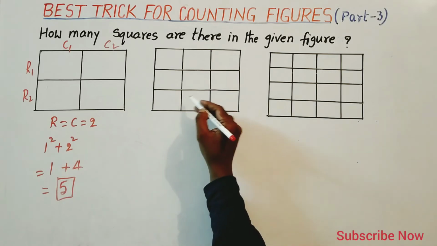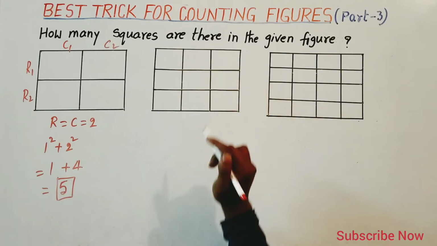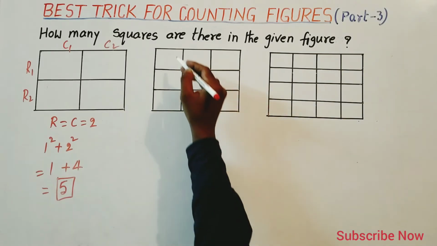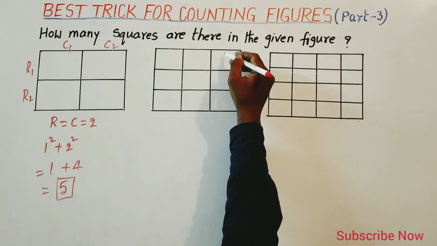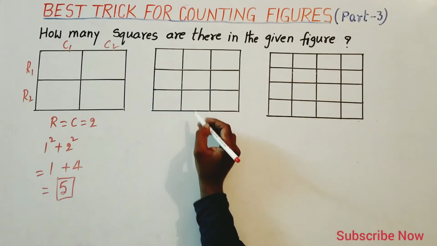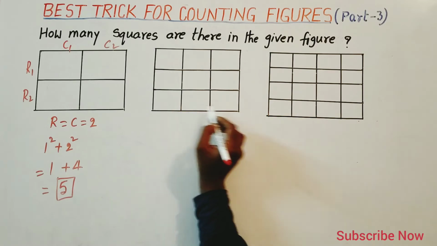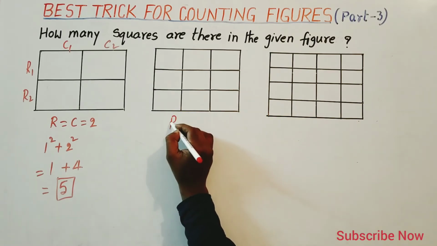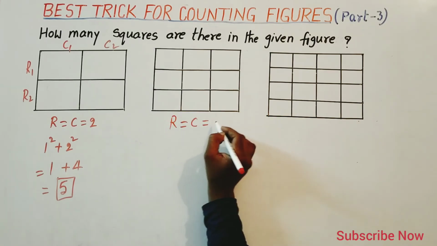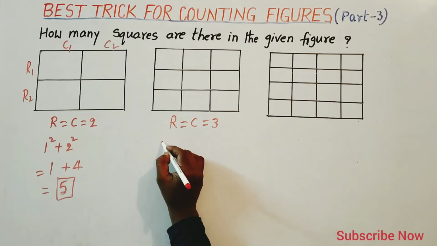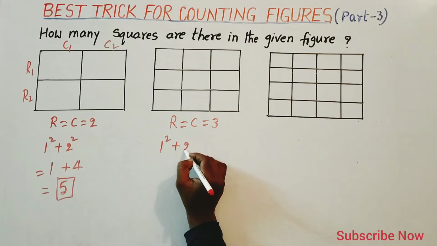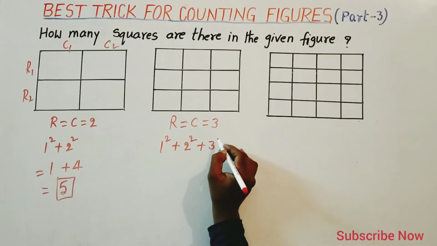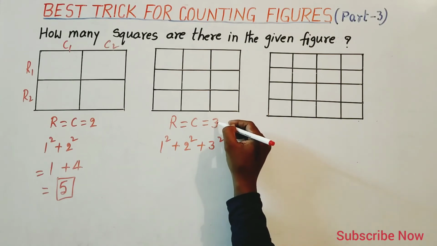Now how many squares are there in this figure? You see 1, 2, 3. 3 columns are there. 3 rows are there. Therefore rows is equal to columns is equal to 3. So you write 1 square plus 2 square plus 3 square.